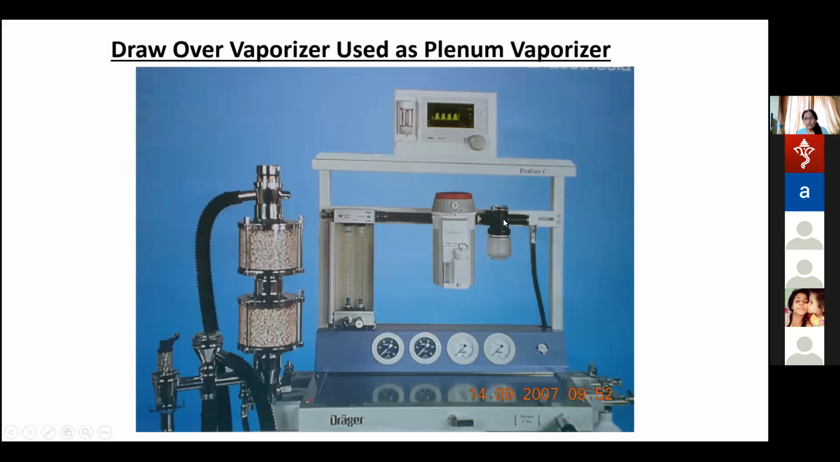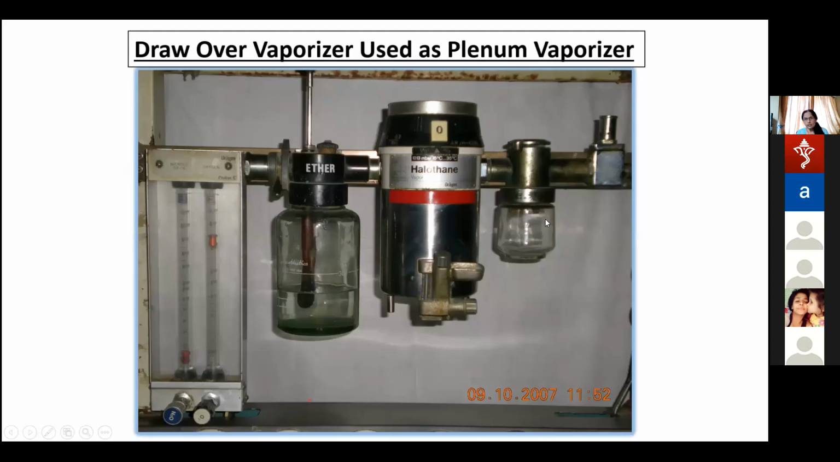Now a drawover vaporizer, can you see here, can be used as a plenum vaporizer. But a plenum cannot be used as a drawover vaporizer, as VOC and VIC. You can see another drawover used as a plenum vaporizer.